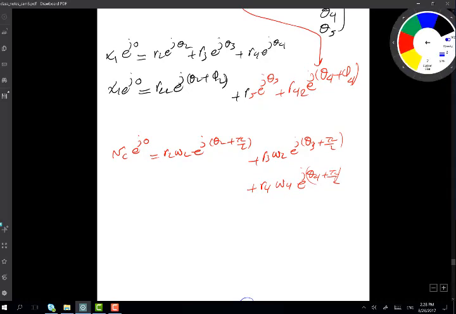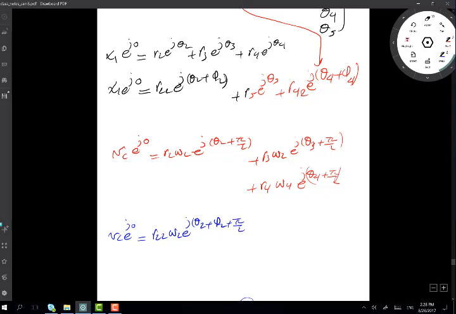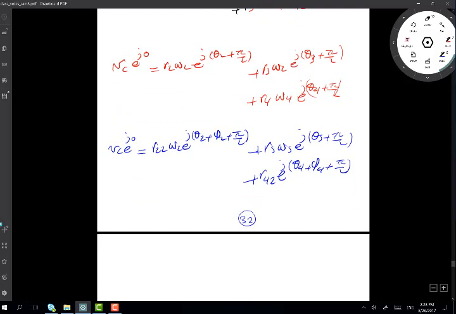And okay, the other equation, I'll have VC e^(j0). That's equal to R22 omega 2 e^(j(theta 2 plus phi 2 plus pi over 2)), and then plus R5 omega 5 e^(j(theta 5 plus pi over 2)) plus R42 omega 4 e^(j(theta 4 plus phi 4 plus pi over 2)). This is my second loop equation, sort of differentiated.